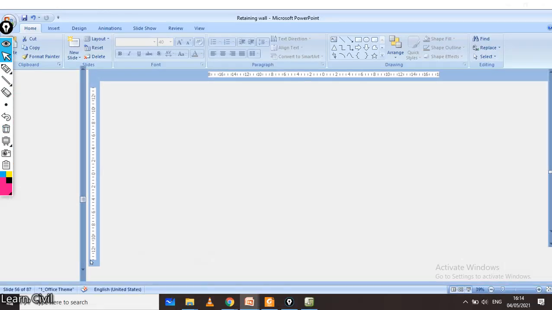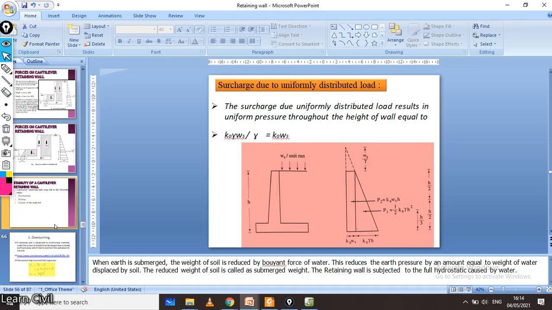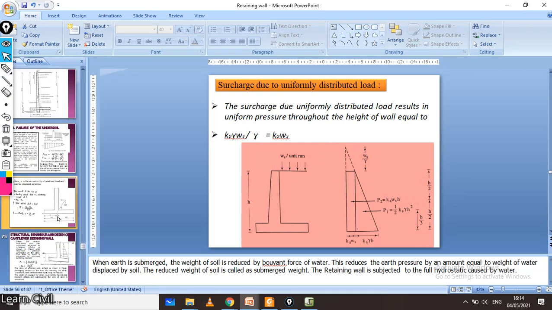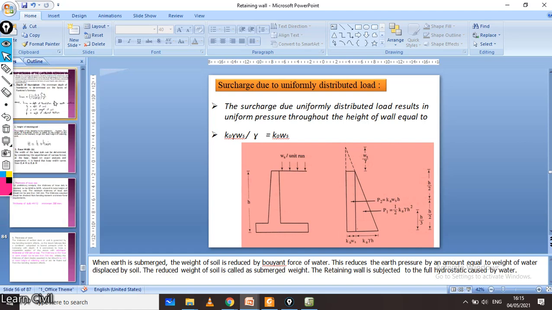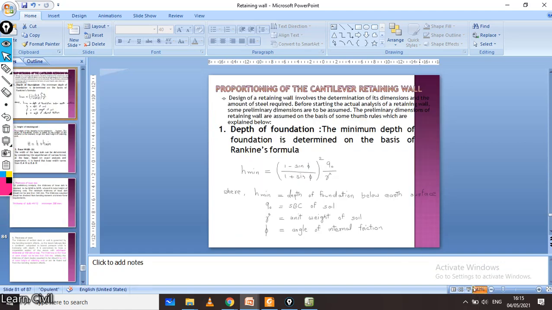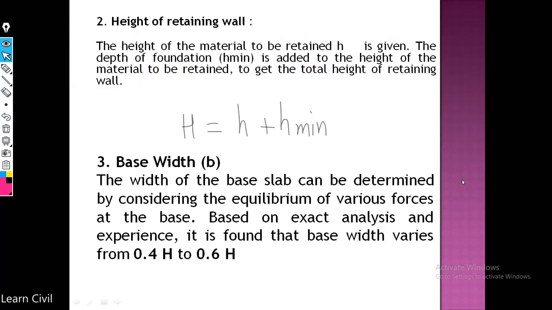Okay, just a minute. I have some slides over this. Yeah, these are some slides. Okay, I'll explain. Now the base width of your retaining wall. We'll start with some preliminary dimensioning of the retaining wall. Okay, this is how a retaining wall will be there.